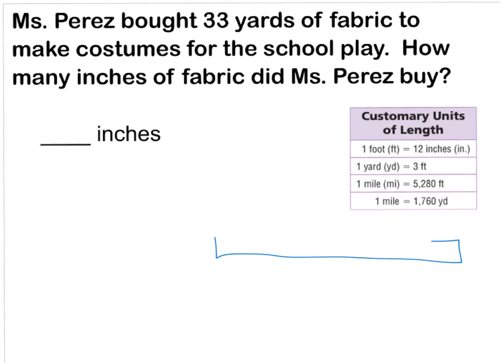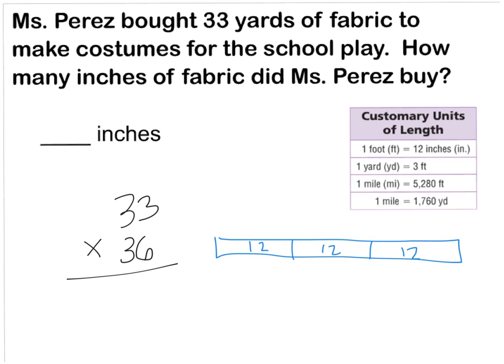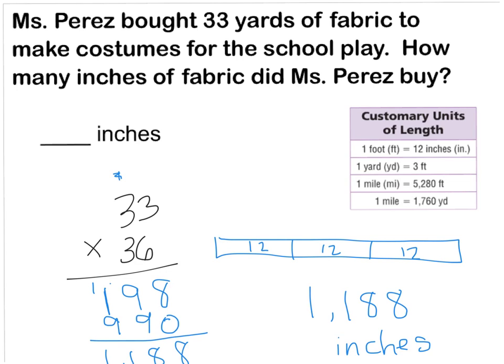So you should have told yourself that there are 36 inches in 1 yard, because if 1 yard equals 3 feet, there's my 3 feet, and each foot has 12 inches. Then you would have 36 inches for 1 yard. So as you know, you should have multiplied 33 times 36. So after working it out, you should have got 1,188 inches of fabric that Miss Perez bought. Let's go on to our next problem.